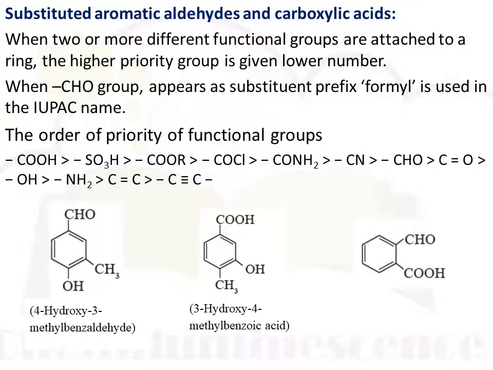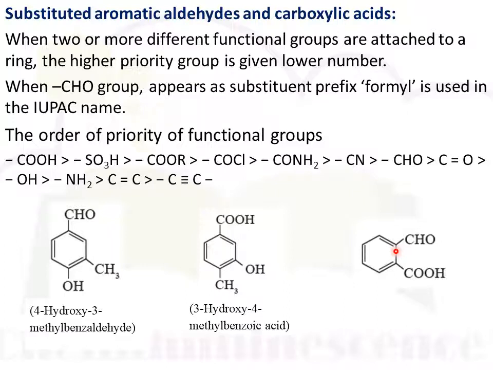Let's see the next example. In the next example, you can see that on the benzene ring, two functional groups are present. One is a formyl group, another one is a carboxylic group. And we know that the carboxylic group has the highest priority as compared to aldehyde. Hence, we give this carbon as carbon number 1, and the carbon on which the formyl group is present comes as carbon number 2.